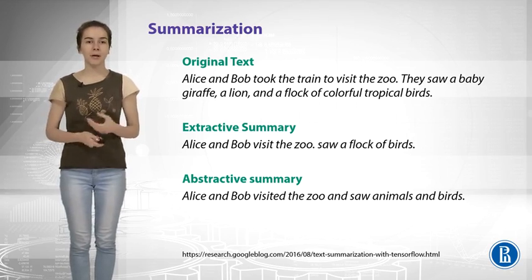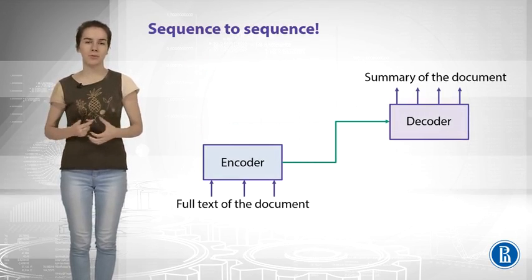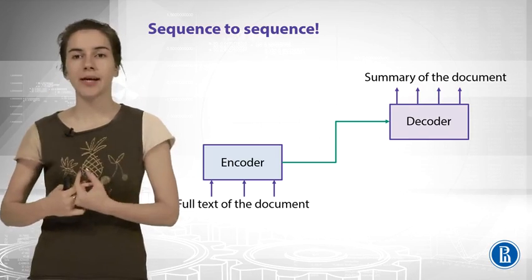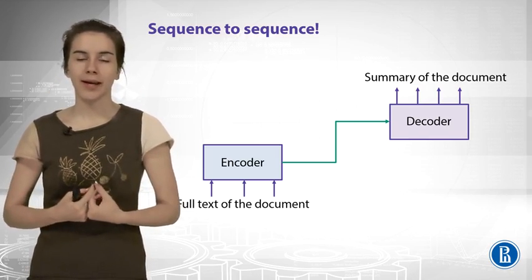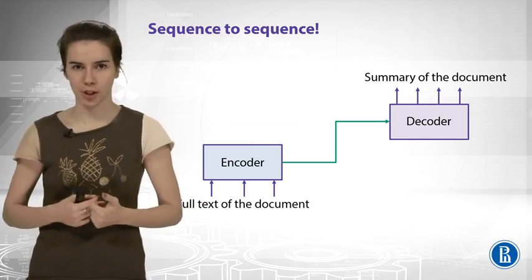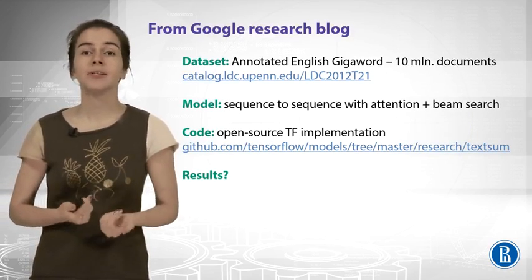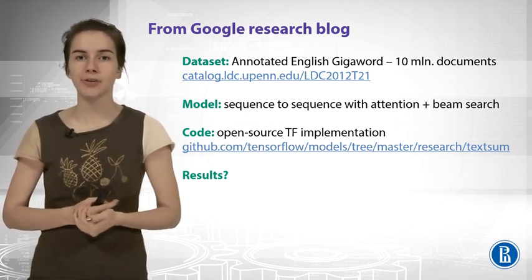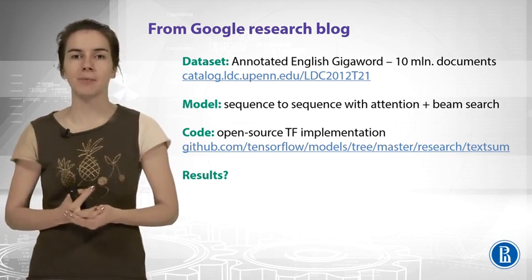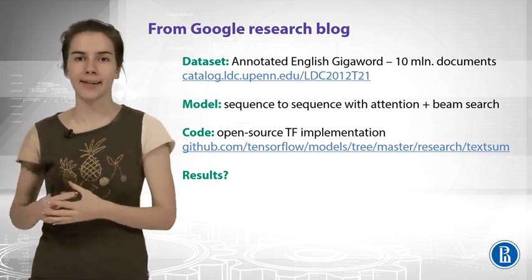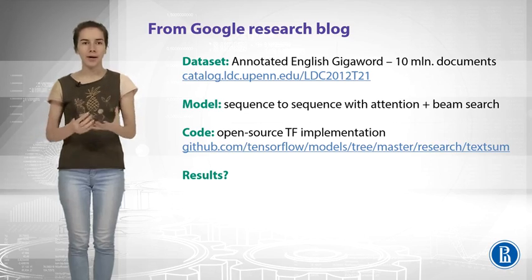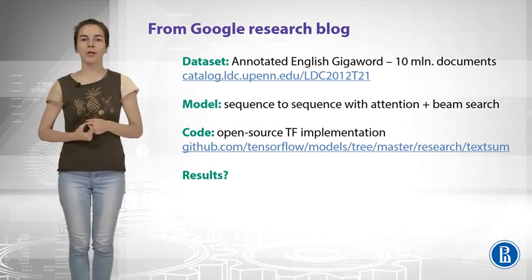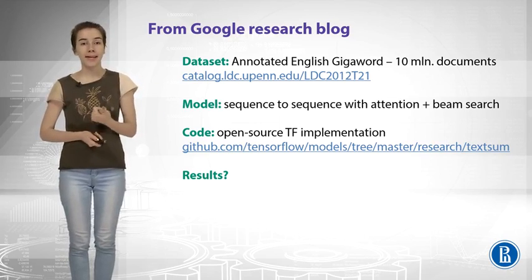Now, let us try to do abstractive summary with sequence-to-sequence model. So you get your full text as the input, and you get your summary as the output. And you have your encoder and decoder as usual. Now, you need some good dataset to train your model. For example, the English Gigaword dataset is really huge, and it contains some examples of articles and their headlines. Now, you apply your model, and there is also even open source implementation for the model, so you can just use it right away and get some results.